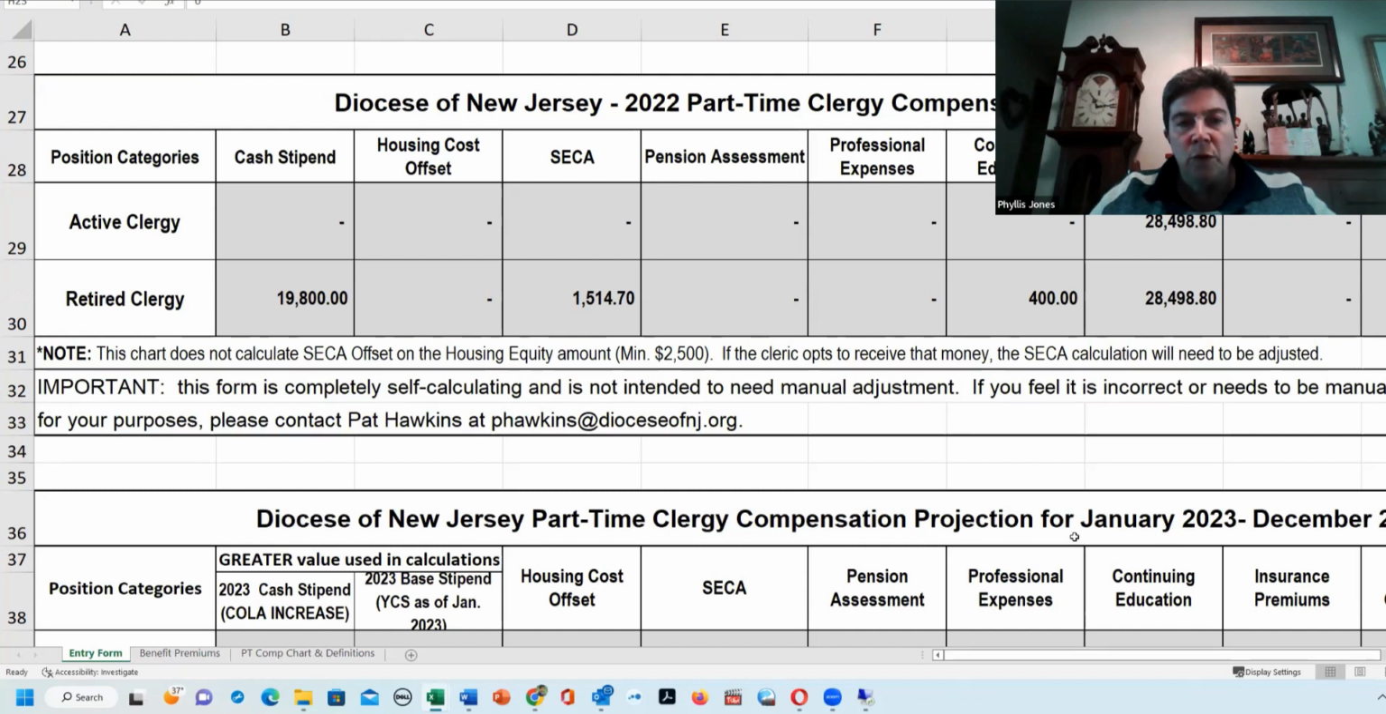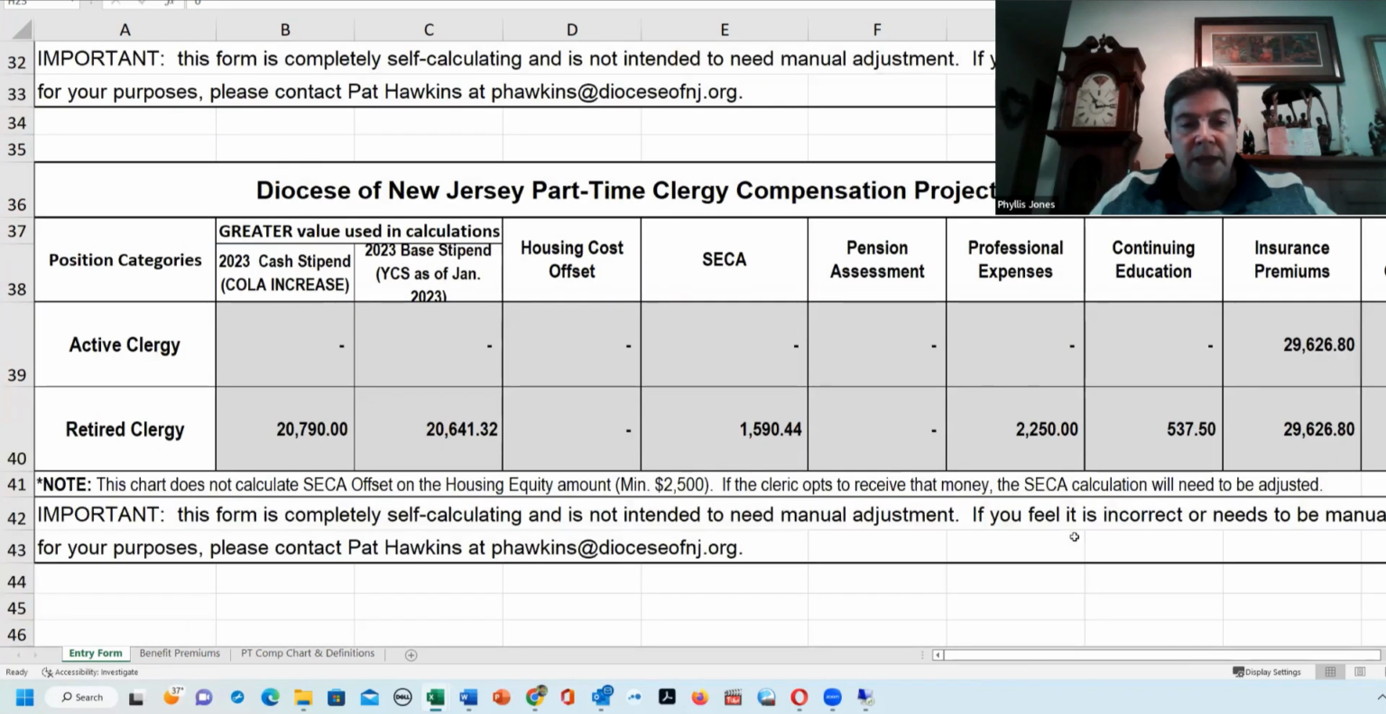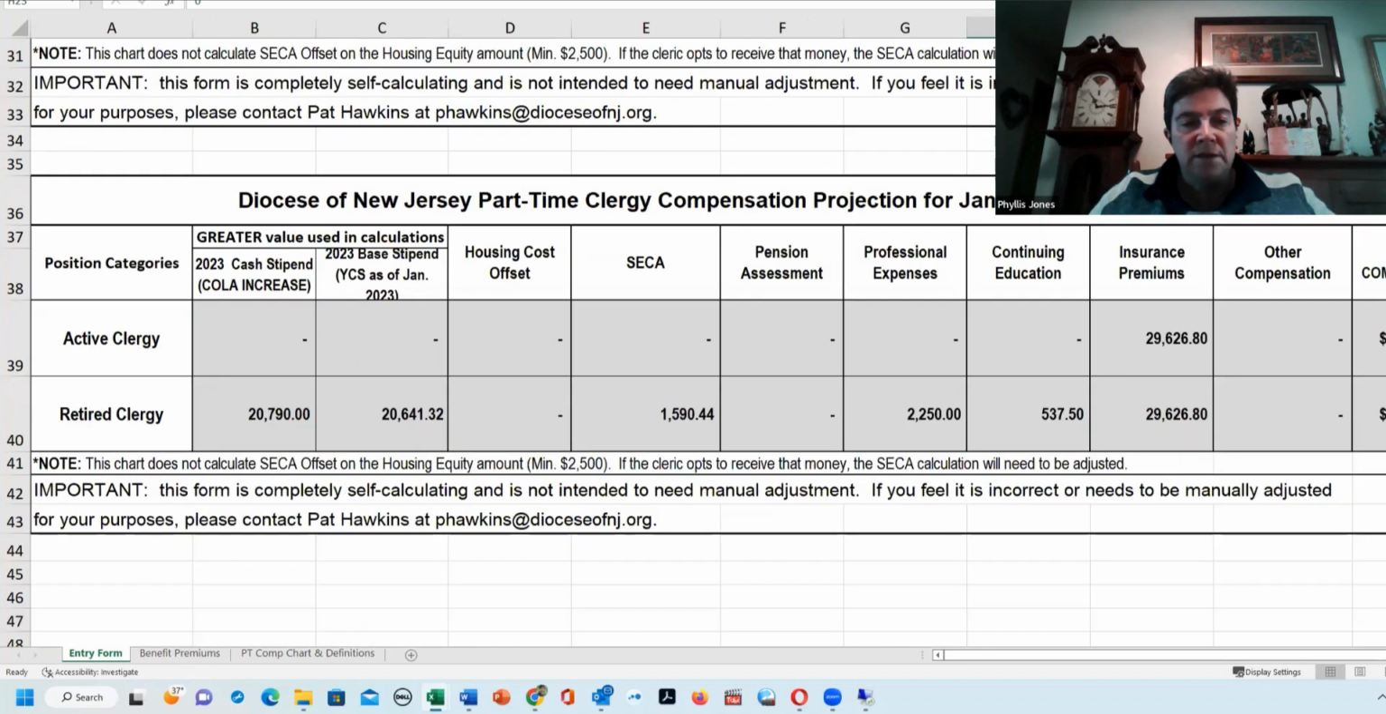Again, when we go back to the concept of how the COLA gets applied, and how that relates to the base stipend based on years of credited service, just to reiterate that the COLA only gets applied to the prior year's cash stipend, regardless of whether it's part-time or full-time, same principle.